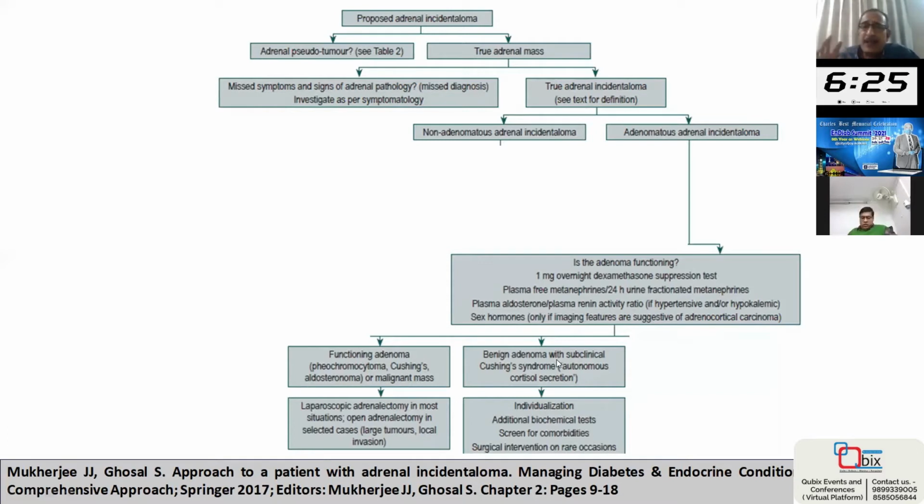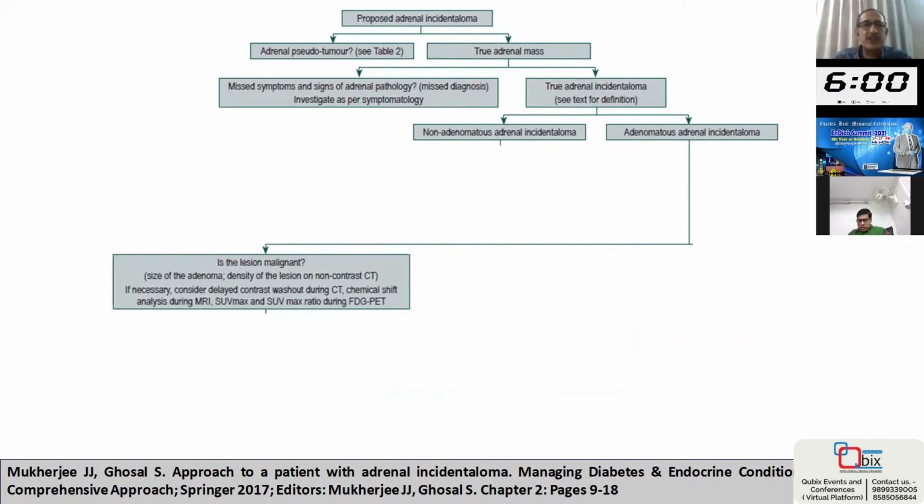If it's a benign adenoma with subclinical Cushing's, the definition is a little bit difficult. I don't want to share that in this audience. We can discuss that later. Then the treatment is individualization. A subclinical Cushing's adenoma does not always have to be removed. You have to see the age, the associated comorbidities, and risk for surgery before you go ahead and do an operation for an incidentally detected adrenal adenoma, which is subclinical Cushing's.